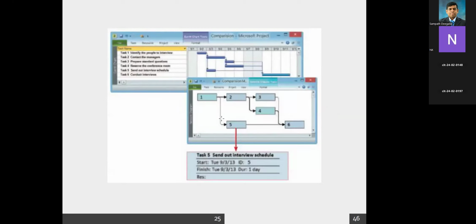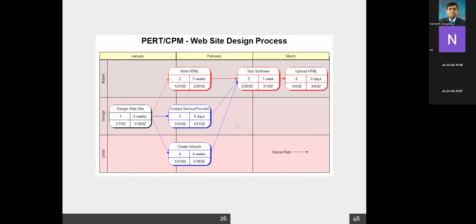Right, here are some screenshots of how you may actually develop it. But let me give you some examples. In this case, we look at a PERT chart for a website design process. So you can see there are some people also listed here. What does what? For example, George started the design of the website. Took about 2 weeks. Then we have 3 people here. One writes HTML, one contacts the service providers. Next, create artwork.